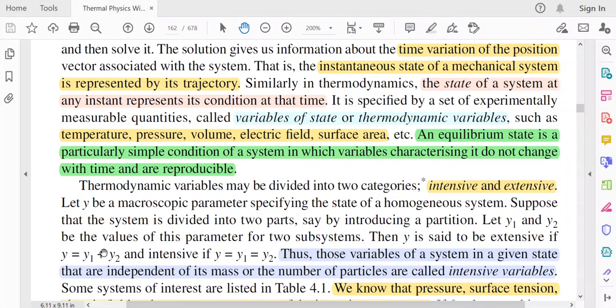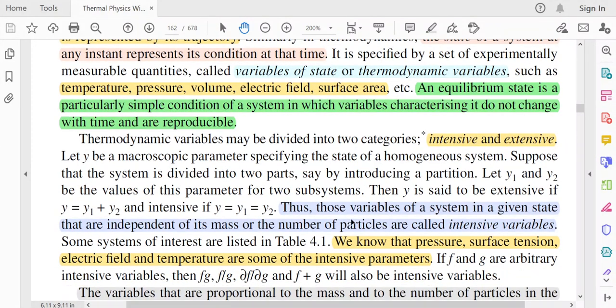Let y1 and y2 be the values of this parameter for the two subsystems. That is, after the partition there are two subsystems, and y1 and y2 are the values of this parameter for them. Then y is said to be extensive if y equals y1 plus y2, and y is intensive if y equals y1 equals y2. This is the difference between intensive and extensive variables, and we have explained it mathematically.